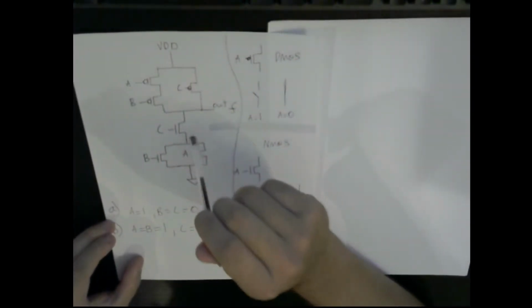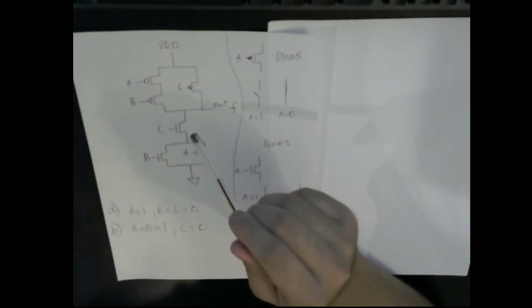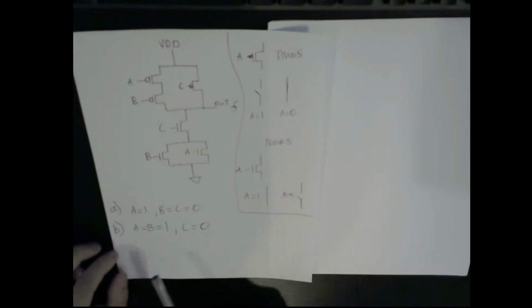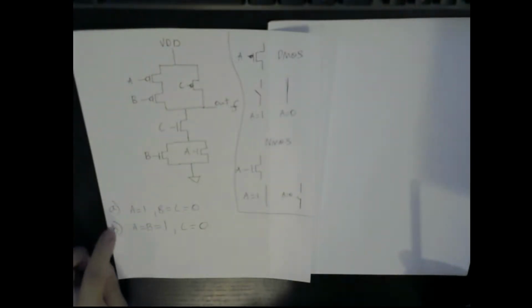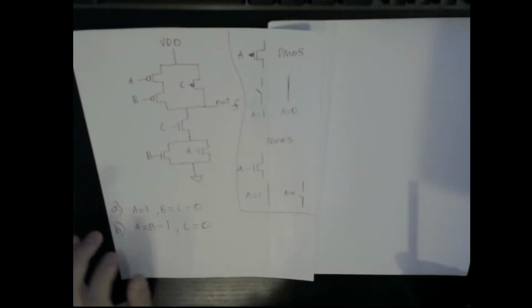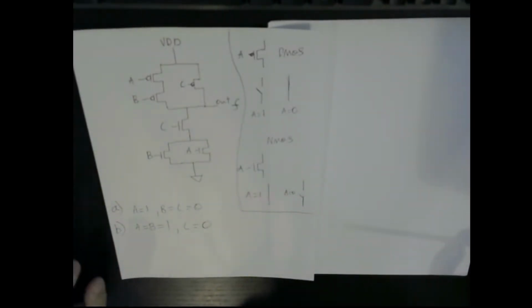So I have this CMOS circuit right here, and I want to analyze it. What do I want to do? I'm going to put two different types of stimuli into the circuit. I'm going to say A is equal to 1, B and C are equal to 0. I want to find out what this output F is. I'm going to do another stimulus: A is equal to B is equal to 1, C is equal to 0. I want to find out what the output is. So how do I go about doing it?